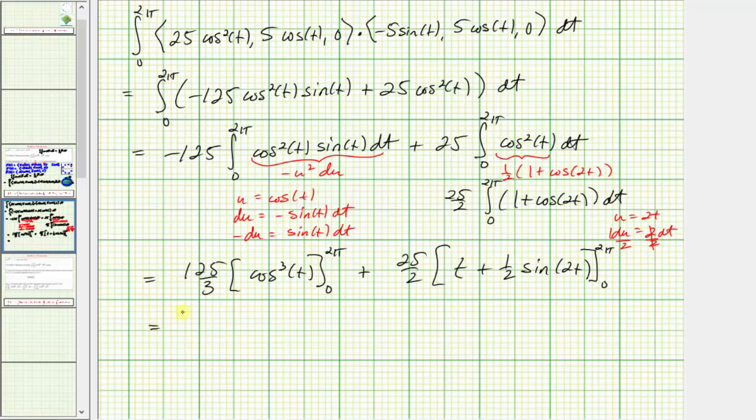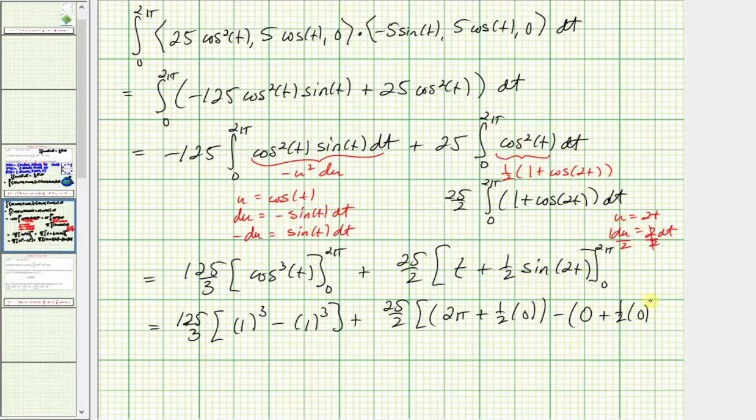So here we have 125 thirds times, when t is 2 pi, cosine 2 pi is 1, so we'd have 1 cubed, which of course is 1, minus, well, cosine 0 was 1, so we'd have 1 cubed, which is also 1, plus, here we have 25 halves times, when t is 2 pi, we have 2 pi, plus 1/2 times sine of 2t, which would be sine of 4 pi, which is 0, minus, when t is 0, we have 0, plus 1/2 times sine of 0, which is 0.